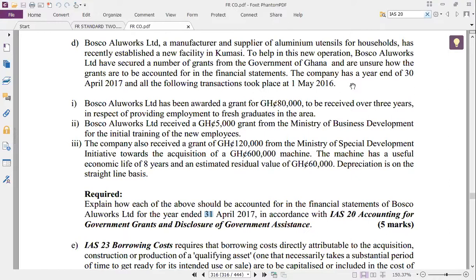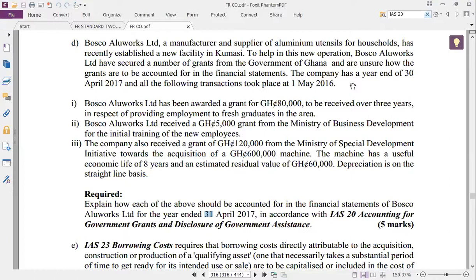So here you just have to tell the company, explain how each of the above will be accounted for. For the first one, they just have to relax, and then it will be amortized over the 3-year period. Every year, a portion must be released to the income statement, or they can also amortize it over the number of people employed. Just that here they didn't give a quota, so the quota is the 3-year period. Good, so that will be the quota.